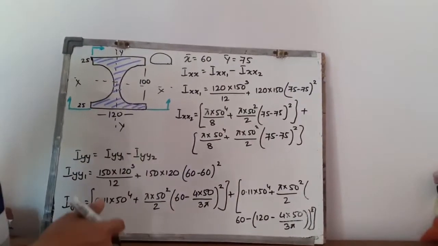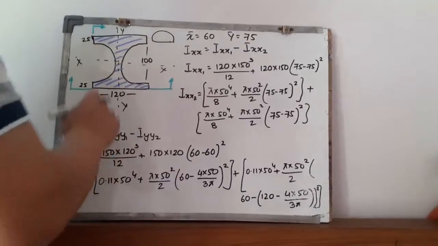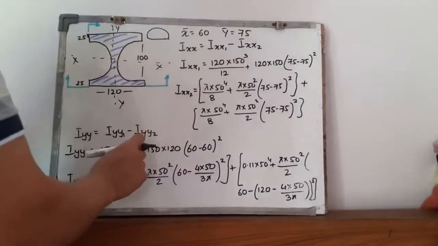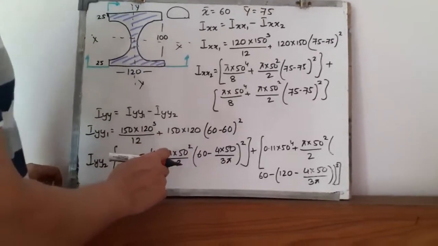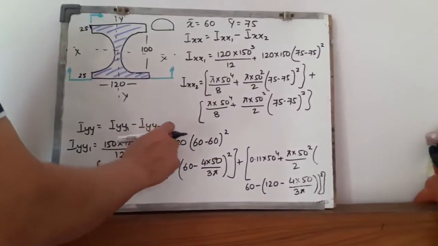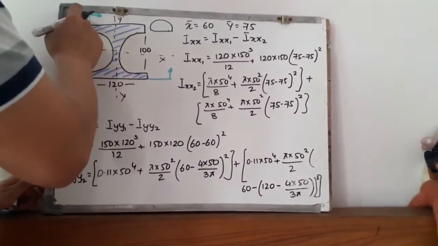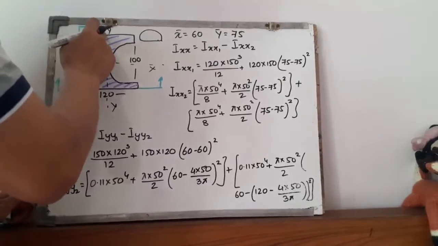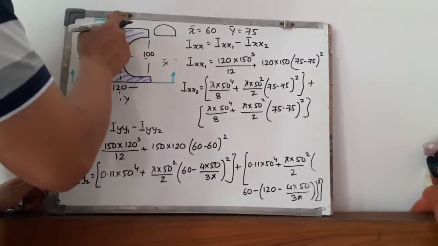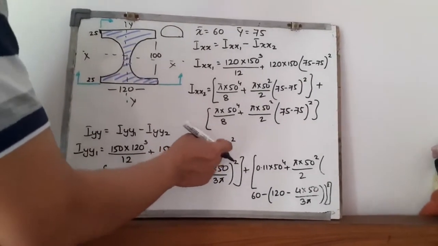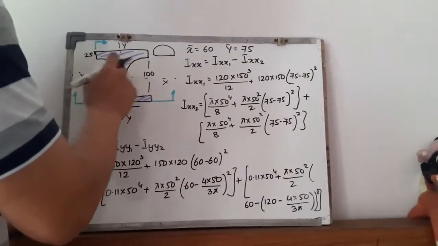Now let us find out Iyy. Iyy means about this axis. So Iyy is d b cube by 12. So d is 150, b is 120. 150 into 120 cube by 12 plus the area, 150 into 120 of this triangle, and from this reference the centroid lies at a distance of 60, and from the same reference the centroid of the composite body also lies at a distance of 60. So this is 60 minus 60 whole square for Iyy2 for these two.